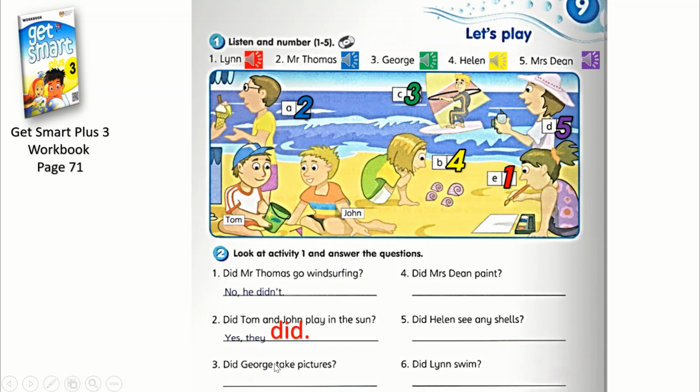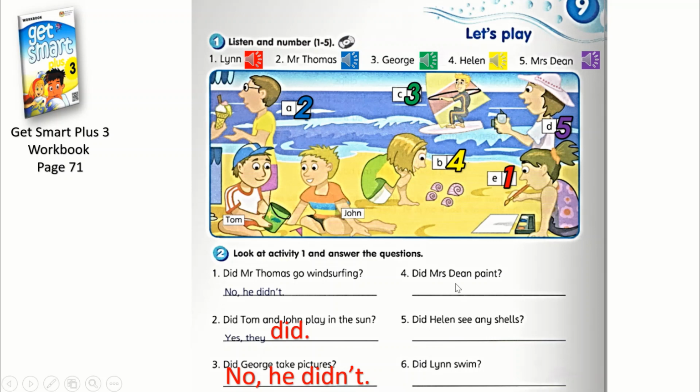Did George take pictures? Which one is George? This is George. So did he take pictures? This is George. He did not take pictures. So no, he didn't. Now let's try and answer number 4.